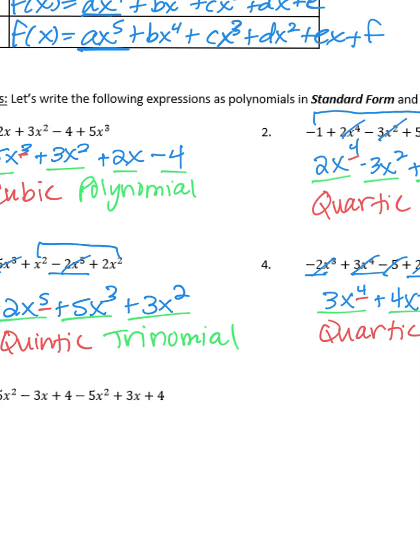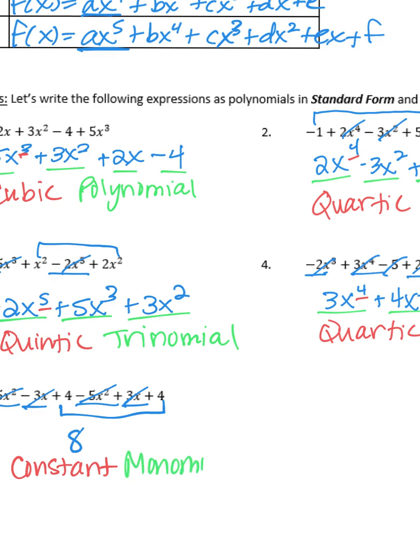Okay, in number 5, we have 5x squared and negative 5x squared, so that cancels out. Then we have negative 3x and positive 3x, so that cancels out. And then we have 4 and 4, that adds to 8. Because it's just a number, we call it a constant. And because there's only one term, a monomial. A constant monomial.